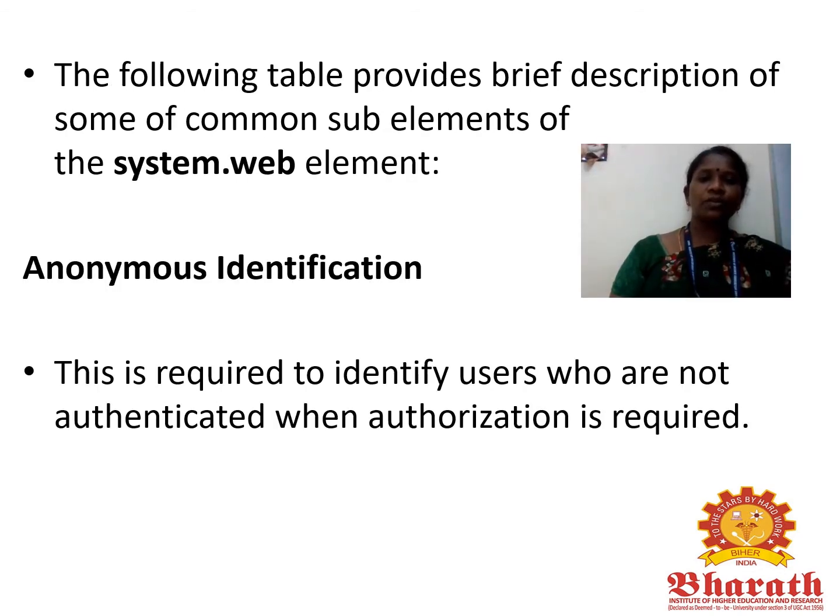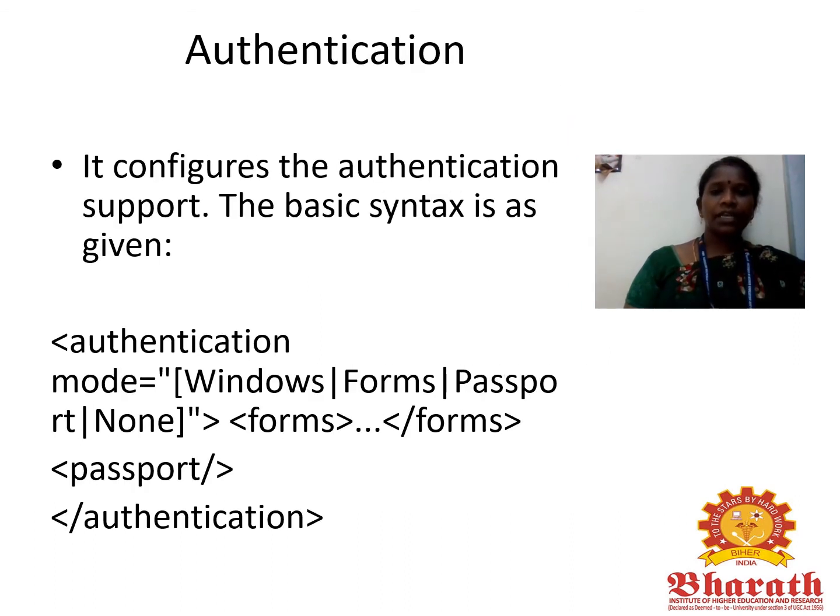Next, the following table provides a brief description of some of the common sub-elements of the system.web element. First, anonymous identification. Anonymous identification is required to identify users who are not authenticated when authorization is required. Next, authentication. Authentication configures the authentication support. The basic syntax main thing is mode. Mode means authentication: Windows, Forms, Passport, etc. Anything is the proof of the authentication.